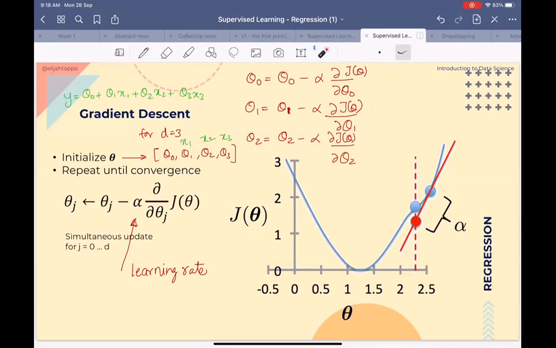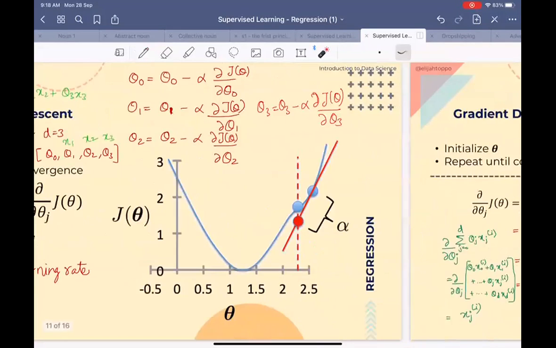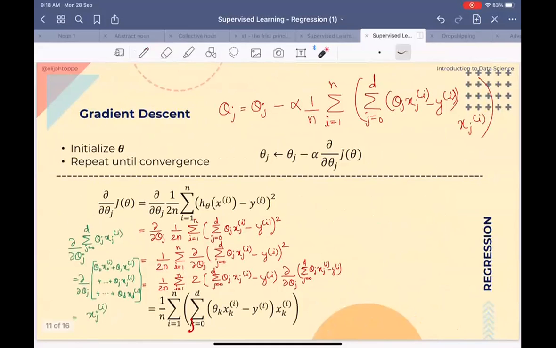There should be one more equation here for the fourth value, which is theta 3 is equal to theta 3 minus alpha times the partial derivative of J of theta with respect to theta 3. Once we evaluate these gradients, then we can update these values of theta. The question is, how do we evaluate these gradients? That is how we will solve this part.